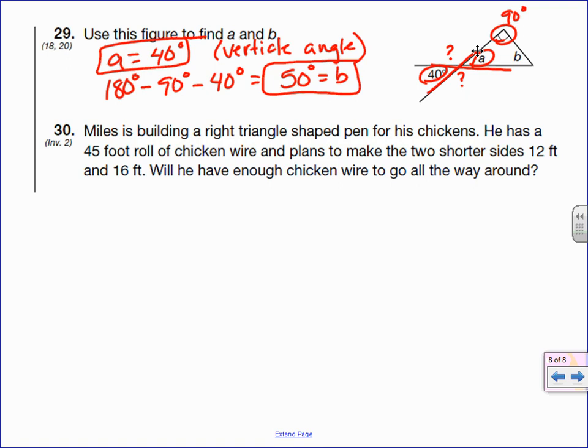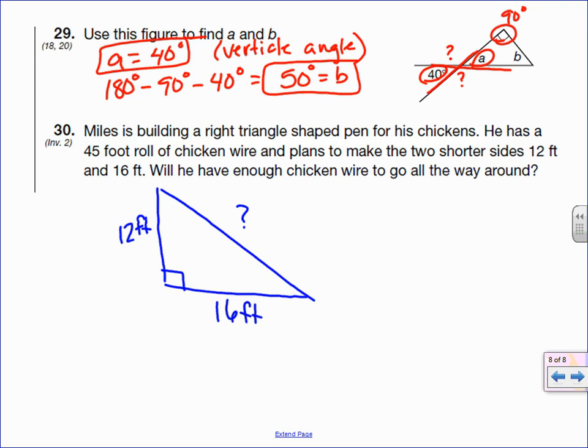Miles is building a right triangle shaped pen for his chickens. He has a 45-foot roll of chicken wire and plans to make the two shorter sides 12 feet and 16 feet. Will he have enough chicken wire to go all the way around? So the question is, we have 12 feet and 16 feet, and then we'll figure out what that has to be. And when we find the perimeter, we add them up, if it's 45 feet or less, then he has enough. And if it's more than 45 feet, he doesn't.